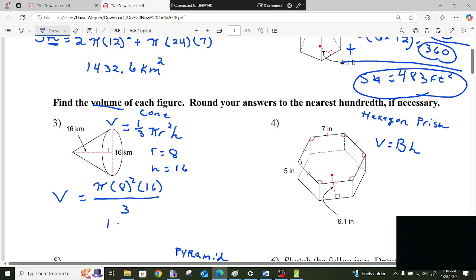And it says hundredths. So wow, you're pretty good. You even read the directions. And that'd be km to the third power.